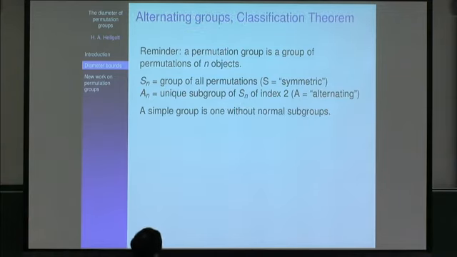So, you all know what AN is. It's just a subgroup of index 2 in Sn. We focus on AN because it's simple.